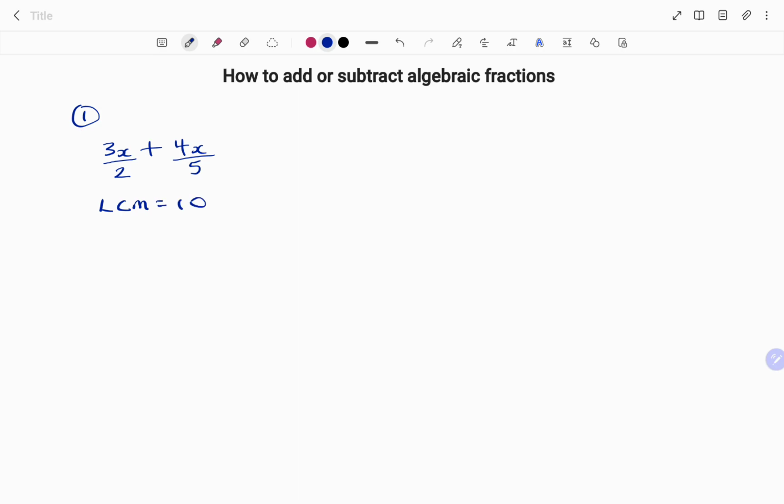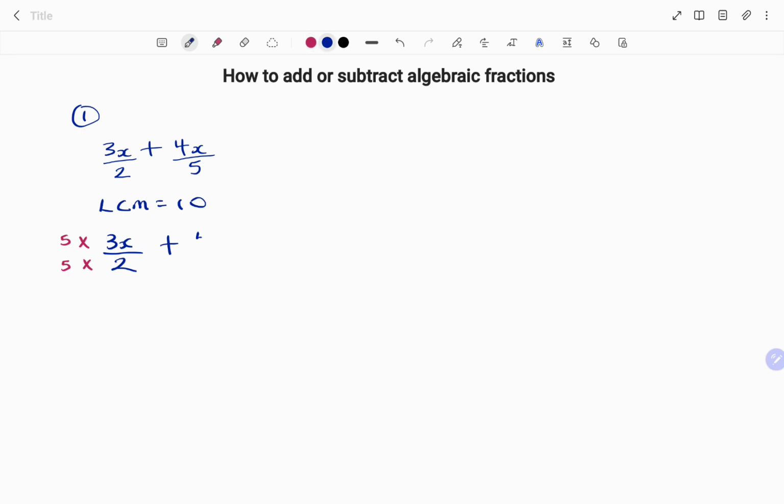So in the first fraction, we have 3x over 2. To make our denominator 10, that means we need to multiply both the numerator and the denominator by 5. So you have 3x times 5 and 2 times 5. That would make the denominator 10. And also, whatever you do at the top, you do at the bottom.